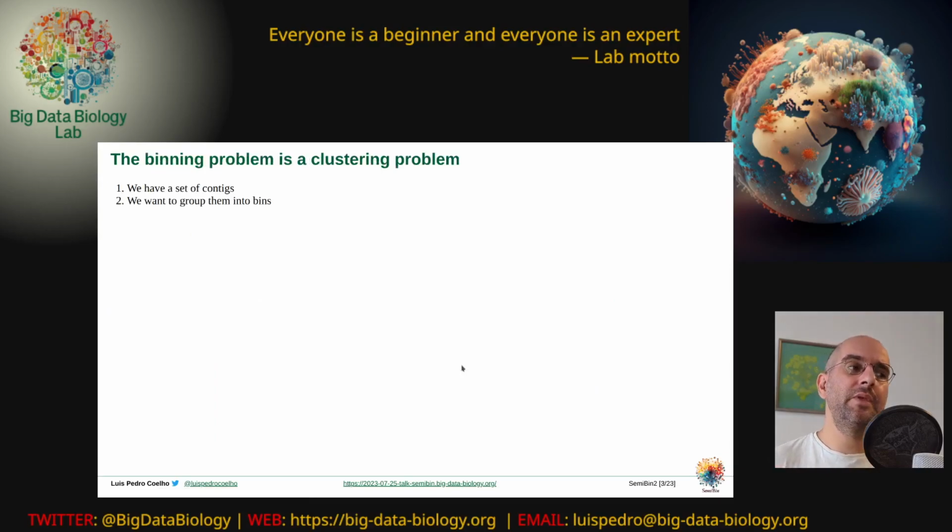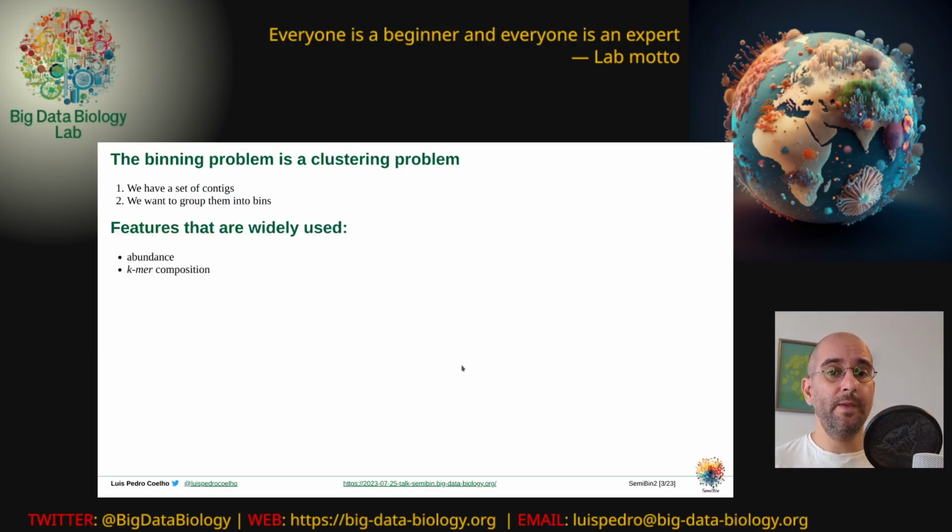If you're coming at this with a more traditional bioinformatics or machine learning background, you might be thinking to yourself, oh, this is just a traditional clustering problem. And you'd mostly be right. I mean, we have a set of contigs, a set of objects, and we want to group them into clusters. And we typically use features for this. So there are 2 groups of features.